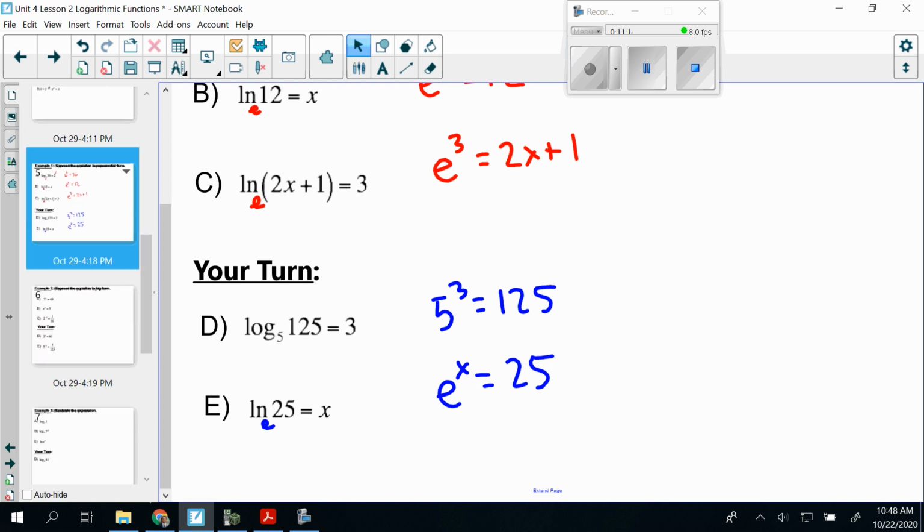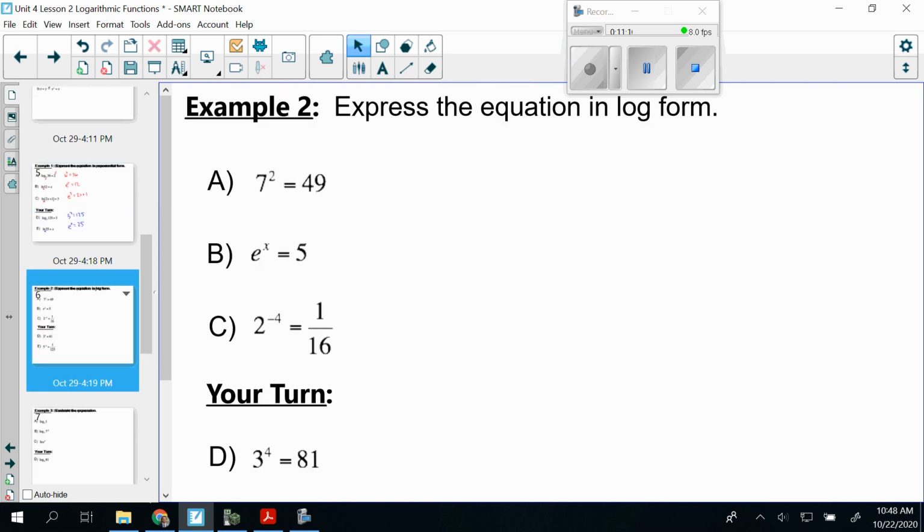All right, next problems. Now we're doing the opposite. They want us to take an exponential one and write it in log form. So for this one, the first one here, what your base is for your power right here, that's our base number on our log. Whatever the solution is here, that's what we're taking the log of, equals, and then the exponent is what's on the other side. So when you're doing this, it's like 7 squared equals 49, kind of like that.